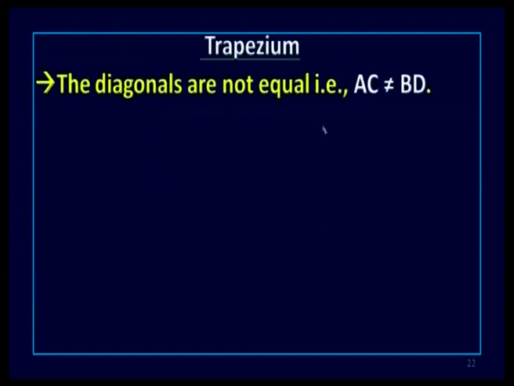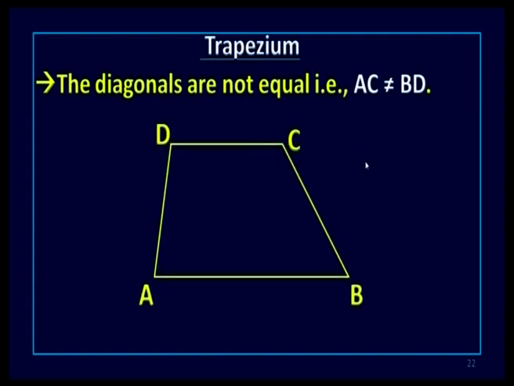The diagonals are not equal. Children, in a trapezium, the diagonals are not equal. I am taking a trapezium here, A, B, C, D. Here, AC is one diagonal and BD is the other diagonal. Children, what can I say from this? The diagonals are not equal. AC is not equal to BD.